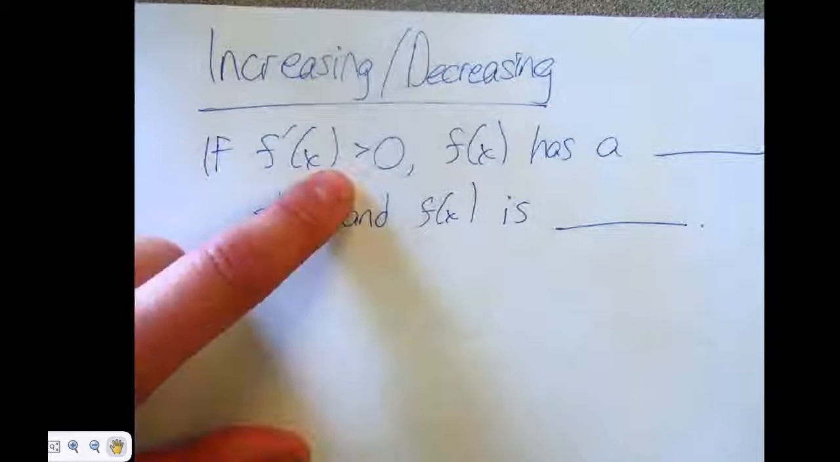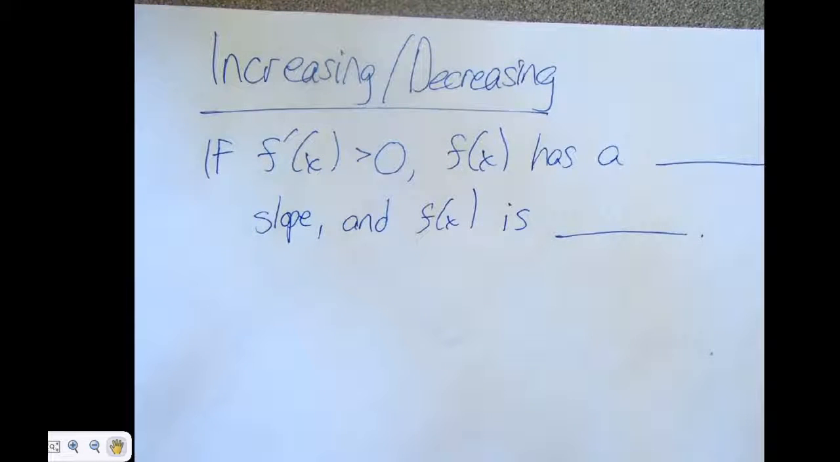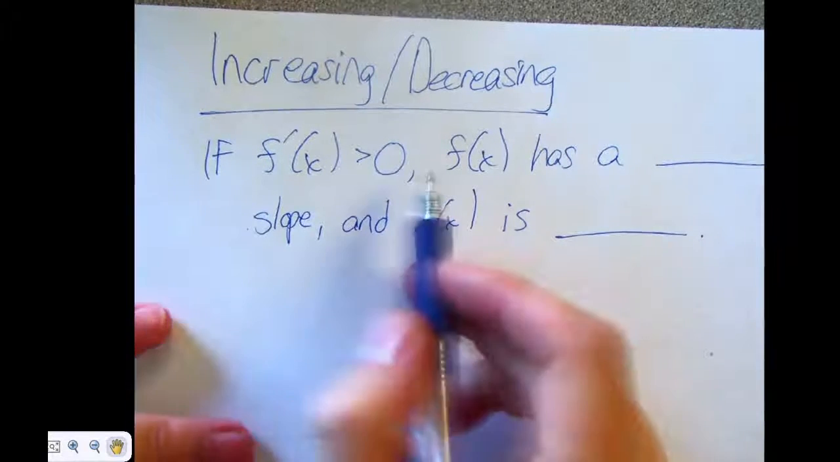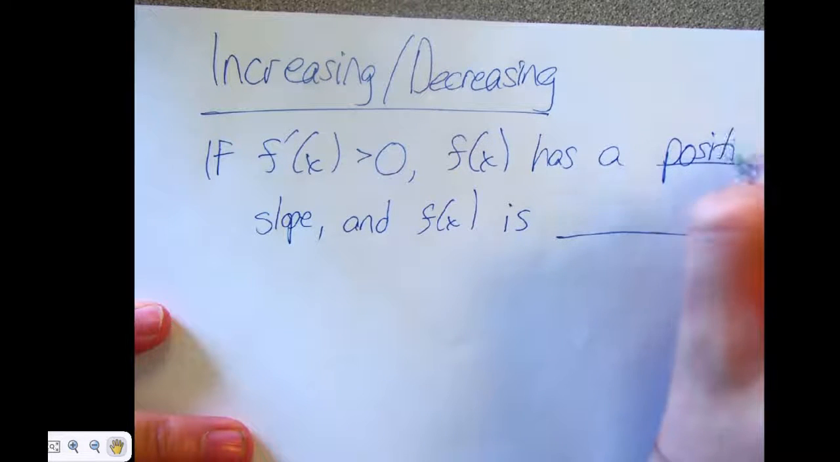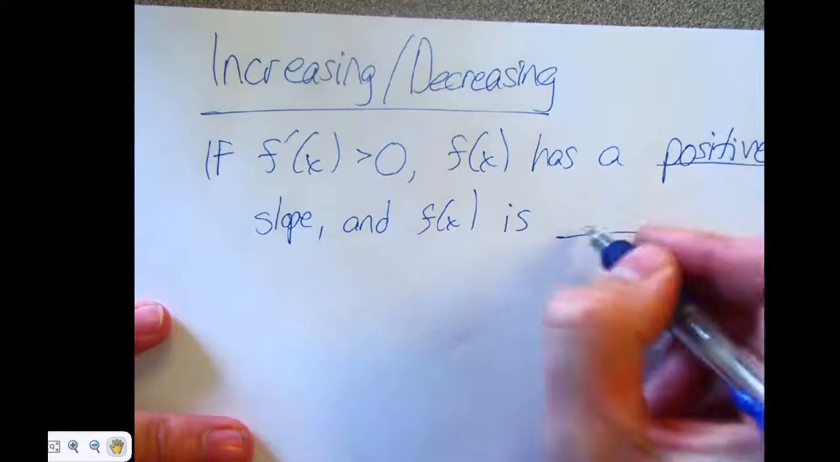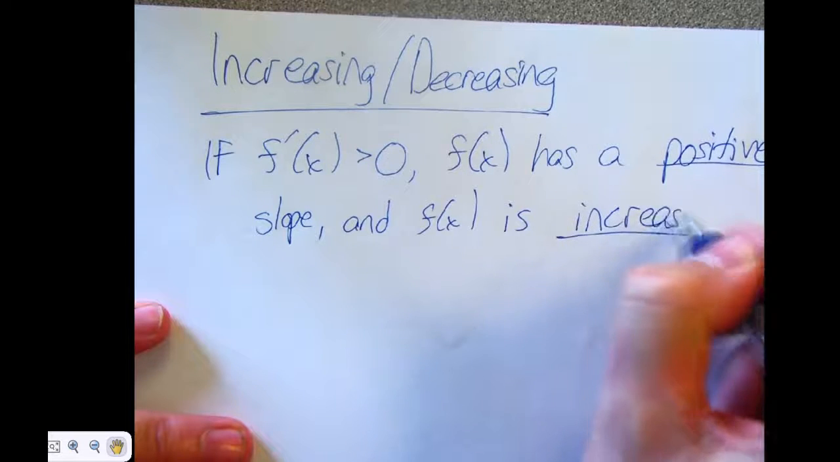So the derivative is positive. It tells you the slope of the level above it. So if your first derivative is positive, the level above that is your original. That means that is a positive slope. We're going to carry that down a level too. If your second derivative is positive, that means your first derivative has a positive slope. So we can do that at multiple levels. If f prime of x is positive, f of x has a positive slope, and therefore f of x is increasing.